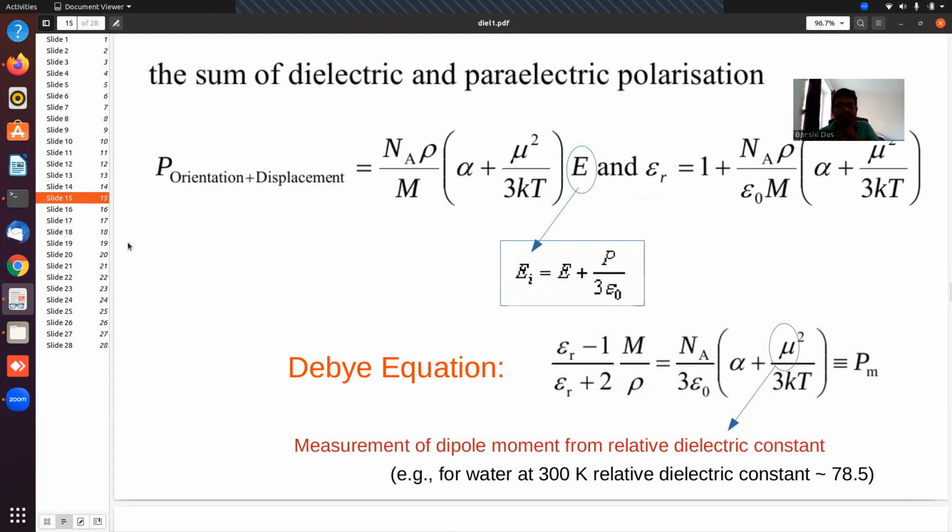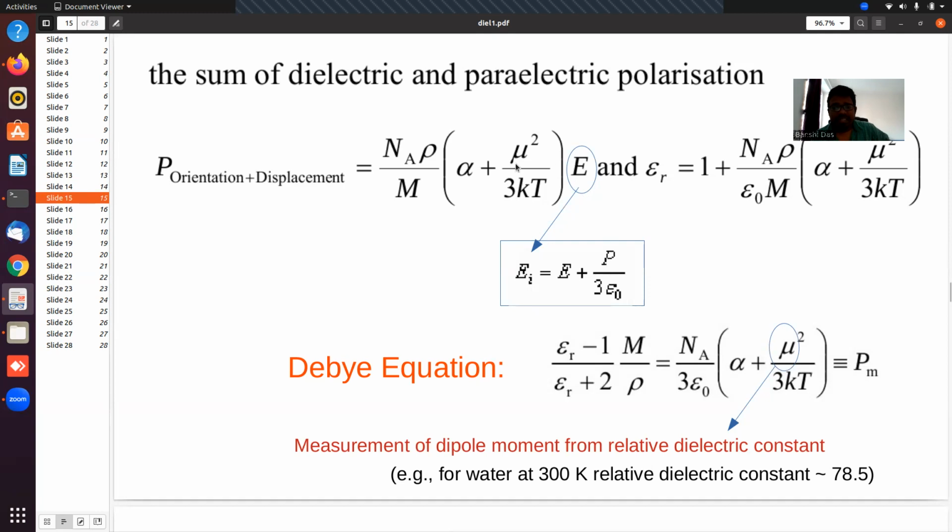So this is the contribution, orientation plus displacement. This is the orientation. This is the alpha. Alpha comes from the high frequency part. We can think of it as electronic displacement, and this comes from the low frequency part. This is due to the molecular dipole orientation, we can say.